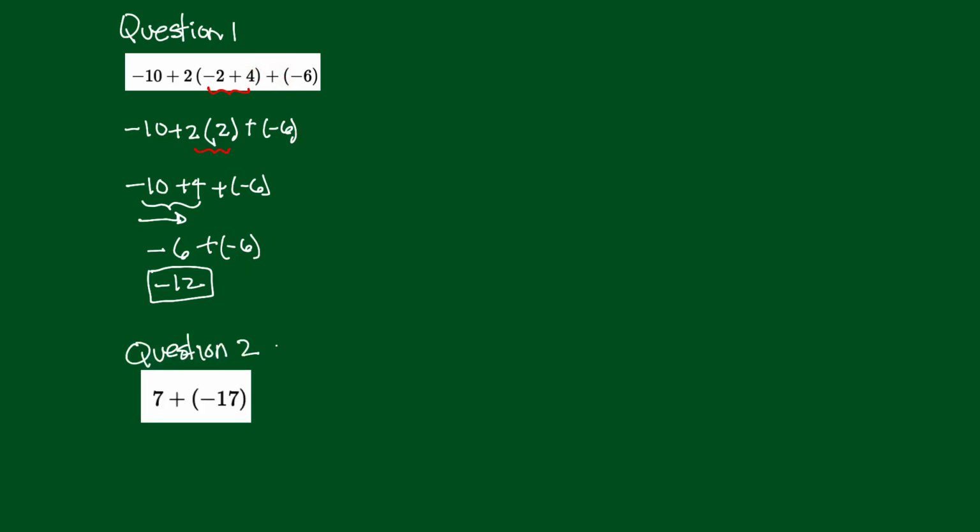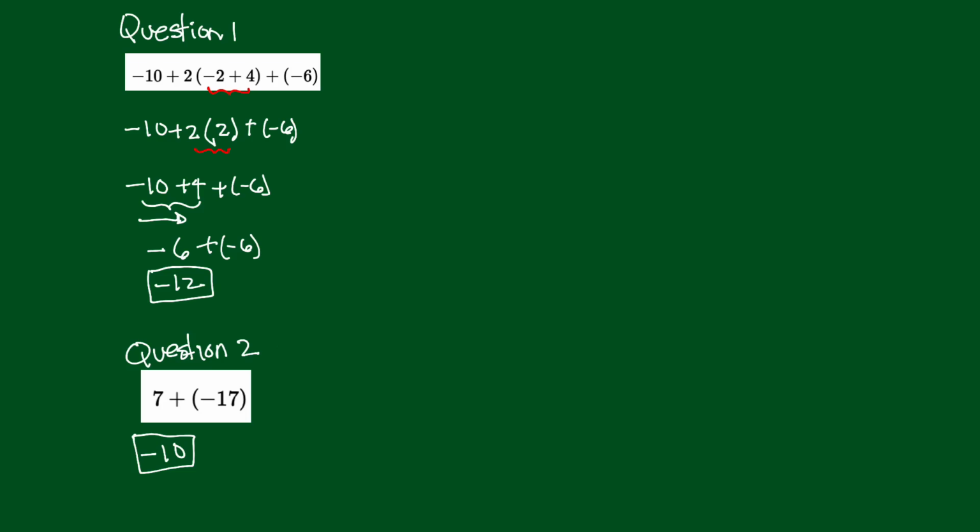Question 2 asks us to add 7 to negative 17, right? So we've got an addition of two numbers with opposite signs. Now, if you have an idea of how to do this, you're going to take 7 and negative 17, and you're going to get negative 10. But I'm also going to do this in detail, just in case you want to see why we get that negative 10.